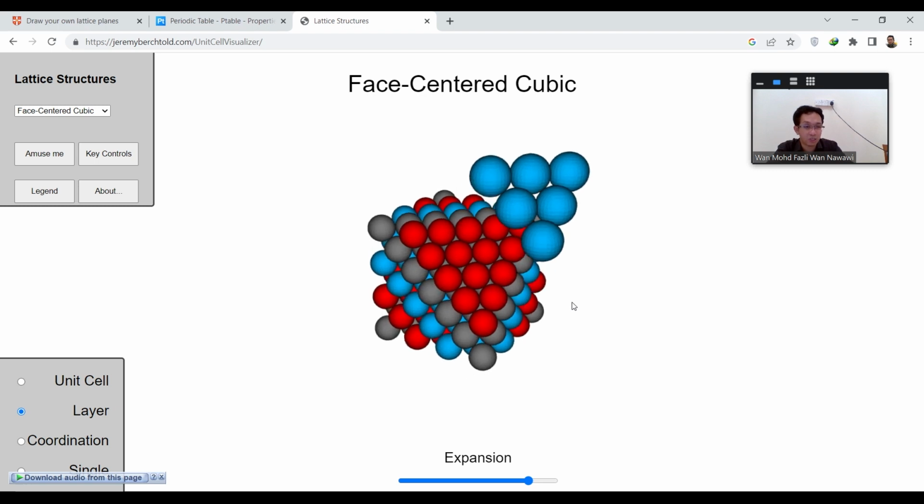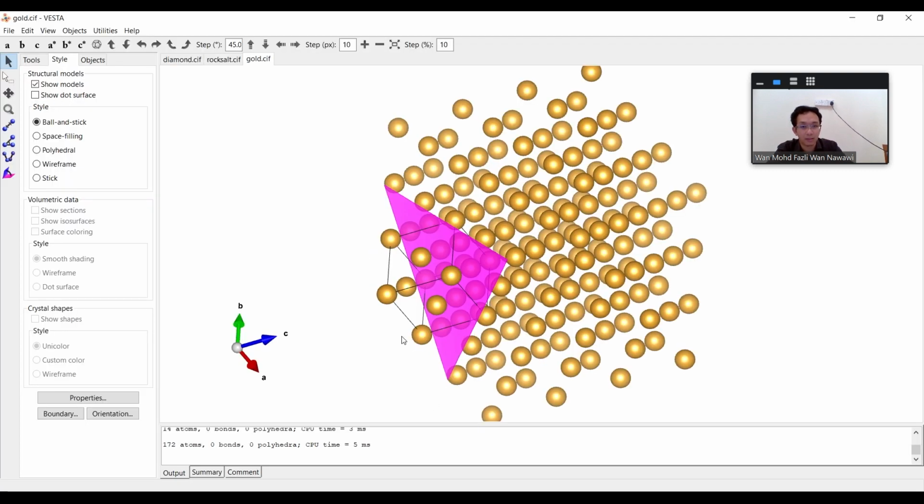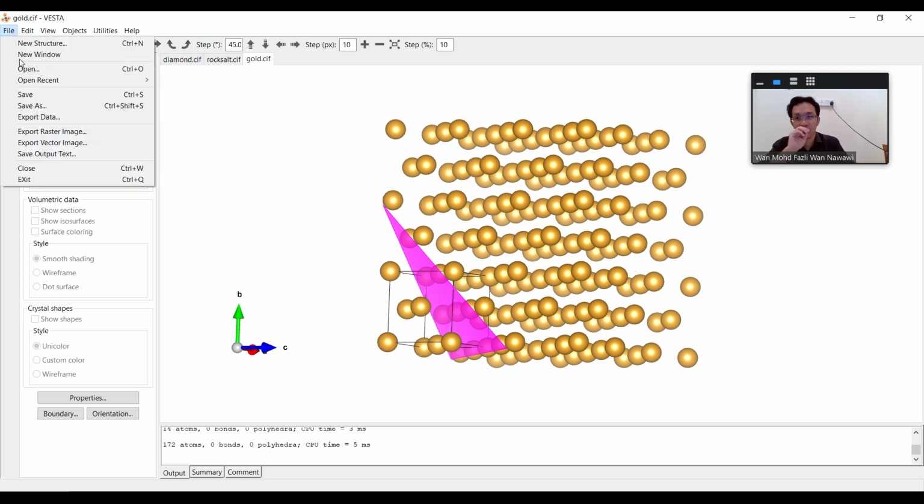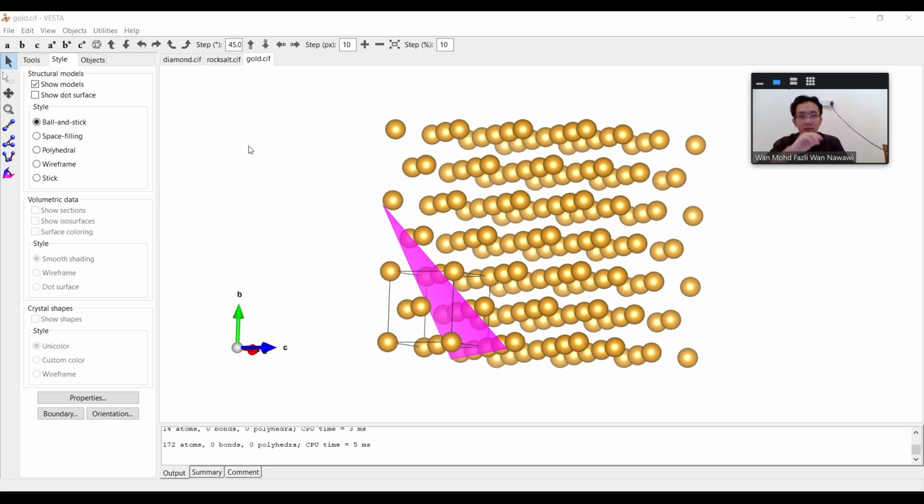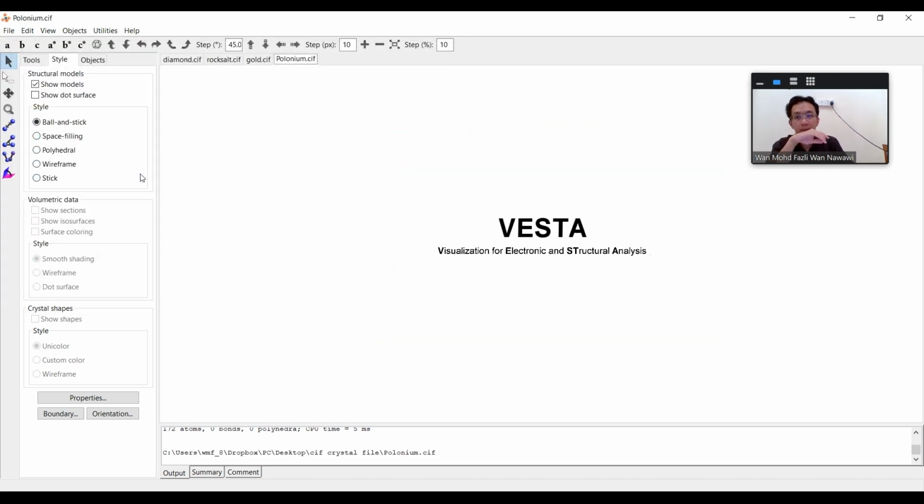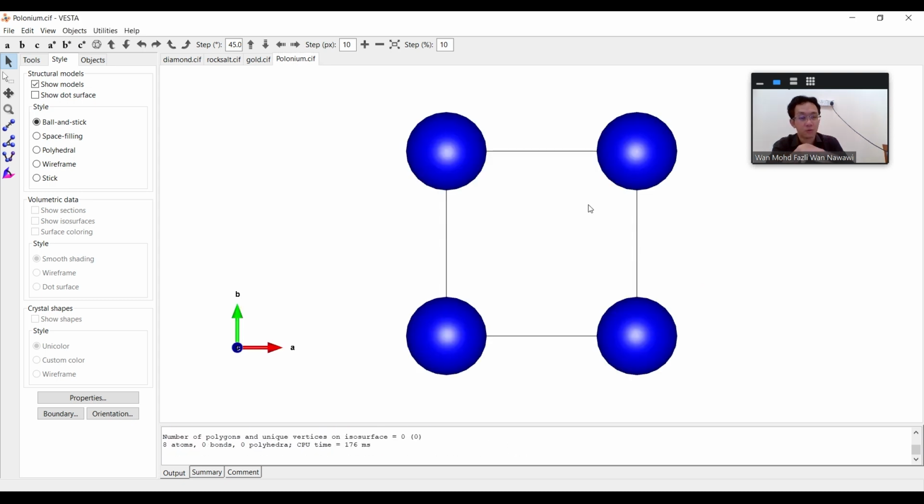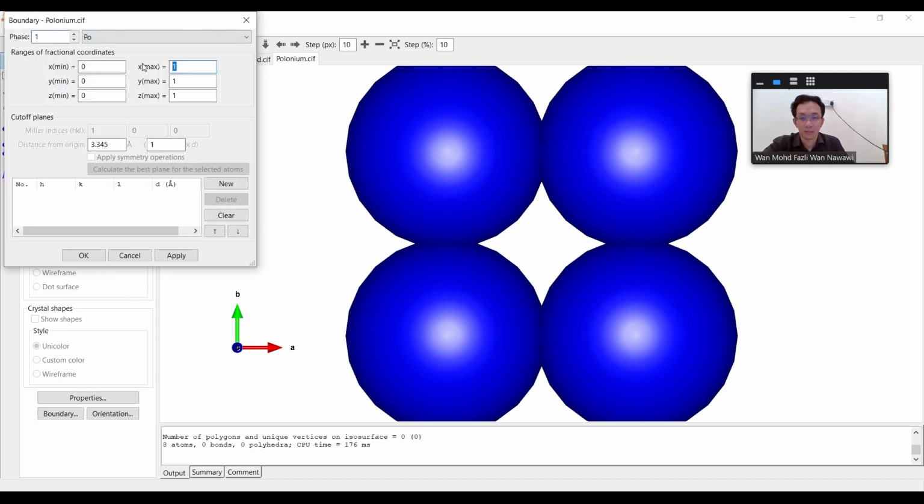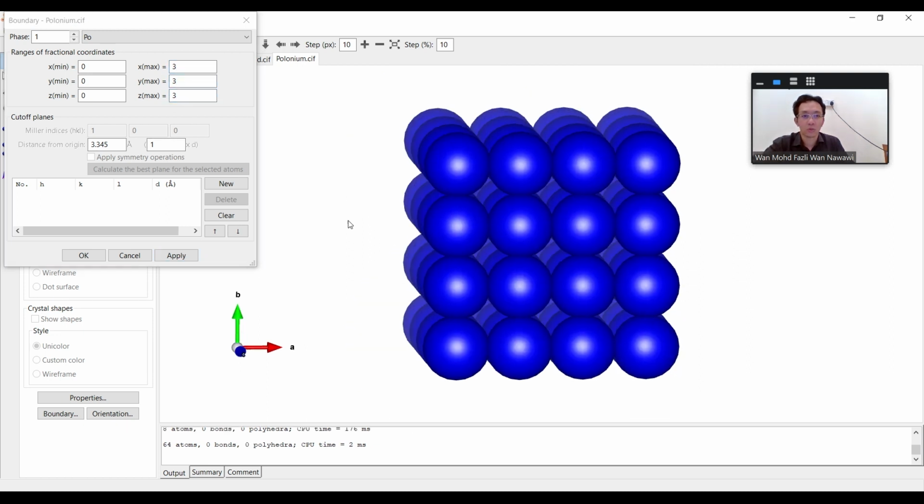Close packing structure is that if you look here, if I go to edit, go to the file, open. Let's say I take polonium. Okay, polonium, you see like this. And then if I make a space filling, and then I make a lot more, I make it 3 3 3 3 3 3, apply. So you can see something like this.